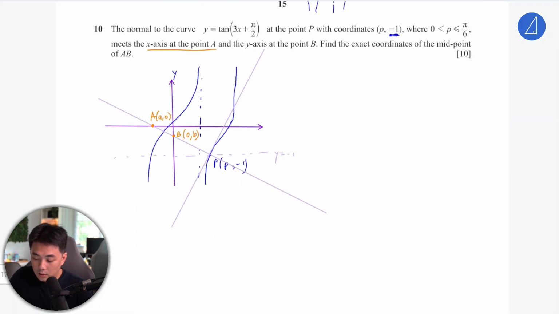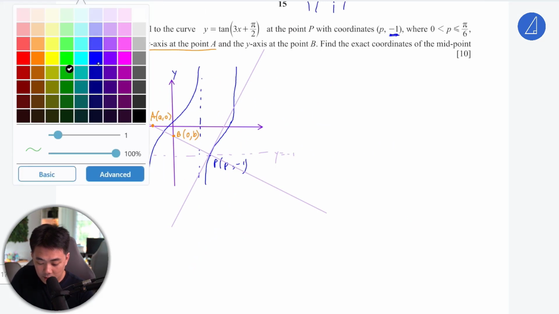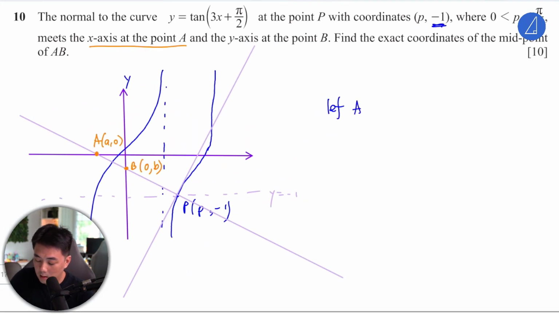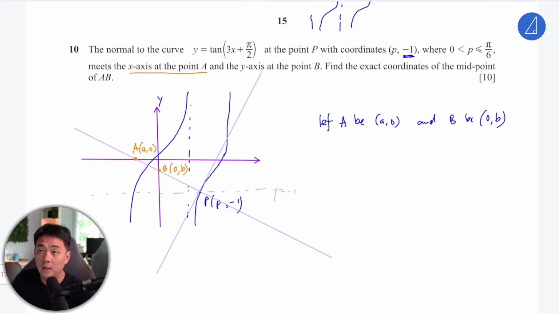Okay. So the first thing is I'm going to let A be (a, 0) and B be (0, b), right? And I'm not sure whether a is positive or negative, or b is. The diagram here is just a guide.